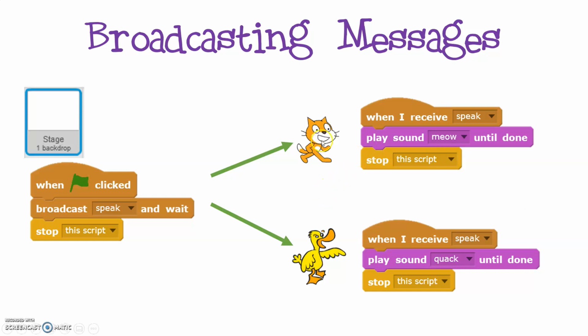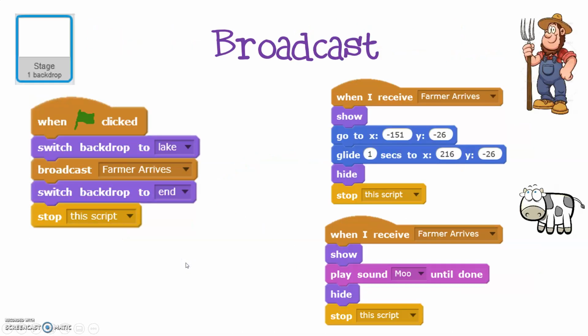So these two things happen at the exact same time. If you played this, the cat would go meow, the duck would go quack, all at the exact same time. So it sounded a little bit weird, and then the program would end. Let's look at a slightly longer animation using broadcast. We're going to look at a regular broadcast first. I'm going to show you how that works with the actual program, and then we'll see why in this instance a regular broadcast isn't actually the best thing to use.